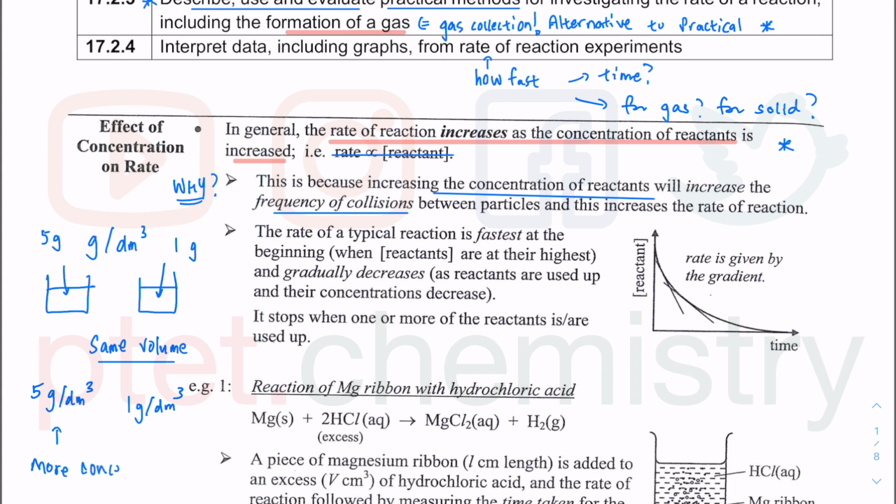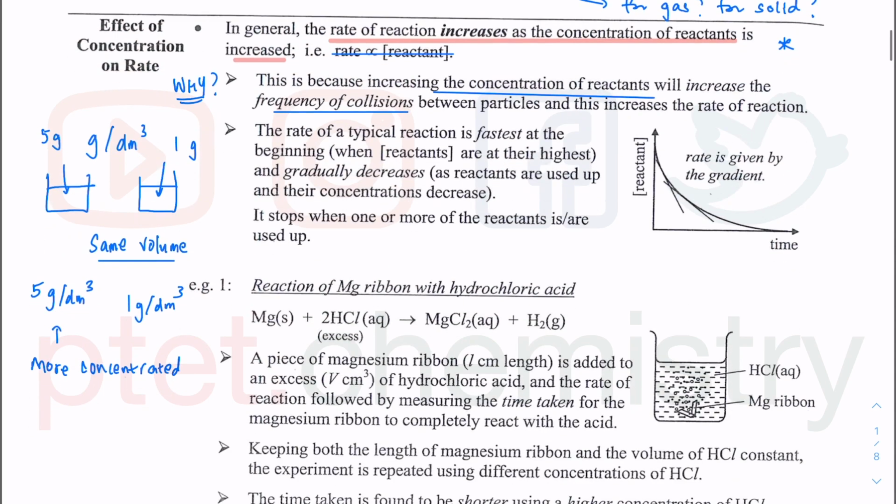If it is more concentrated, then you have more particles. You have more particles because you have more mass, more particles in the same volume. If you have more particles in the same volume, they will collide more frequently. Frequent means often. If they collide more frequently, the rate is going to be faster. So that's why your rate increases when you have greater concentration.